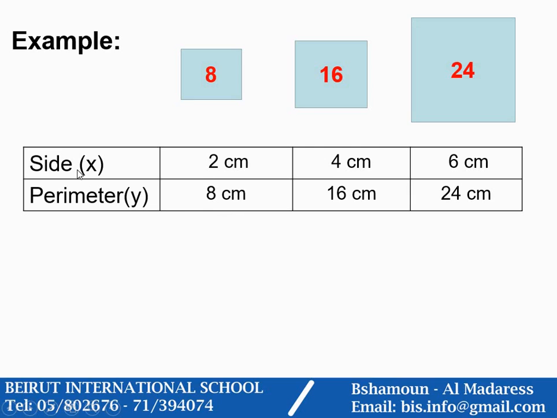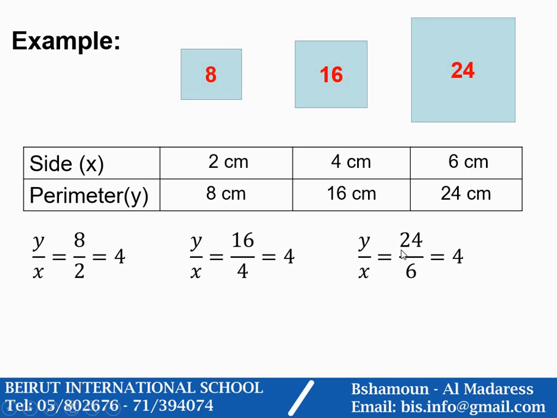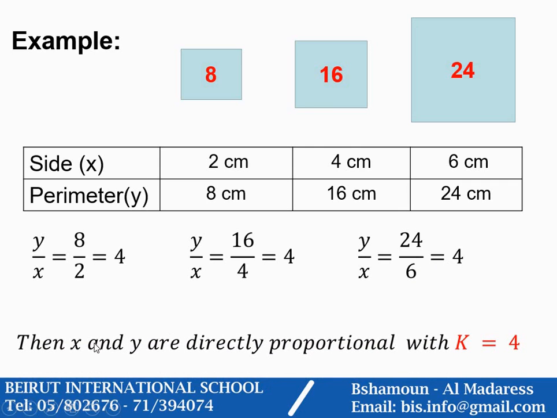So from the table here, if you name the side x and the perimeter y, and you divide y over x from the first case, you get 8 over 2, which is equal to 4. You divide y over x from the second case, you get 16 over 4, which is equal to 4. And y over x from the third case, you get 24 over 6, which is equal to 4. Then x and y are directly proportional because each time you divide y over x, you get the same number, which is 4. Y over x is equal to 4 in each case. And x and y are called directly proportional with k, the coefficient of proportionality, equal to 4.